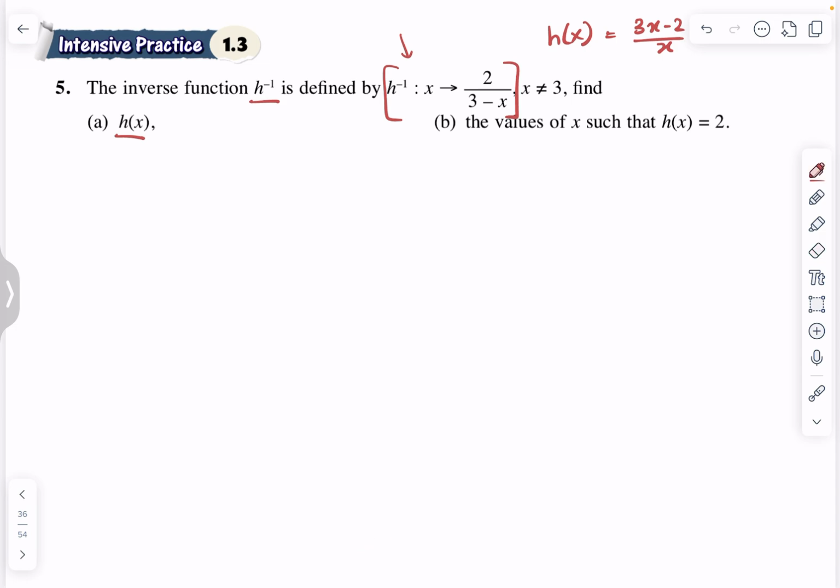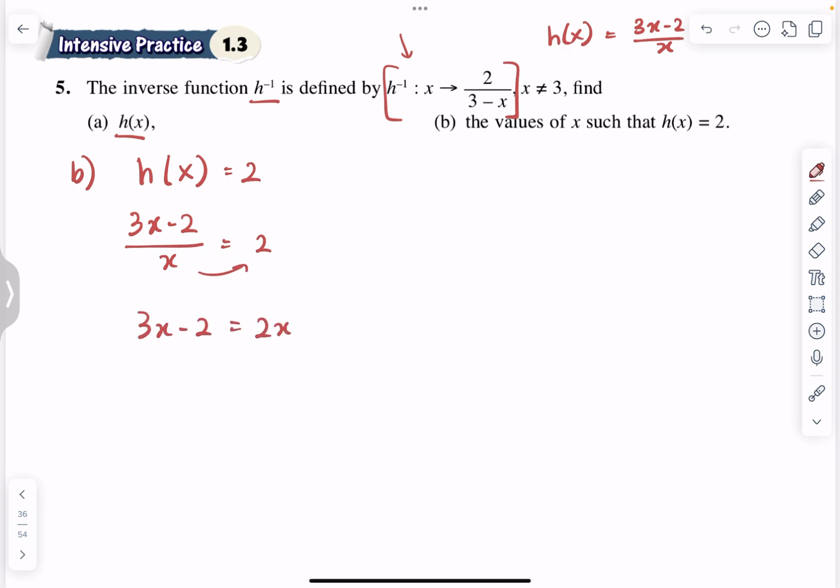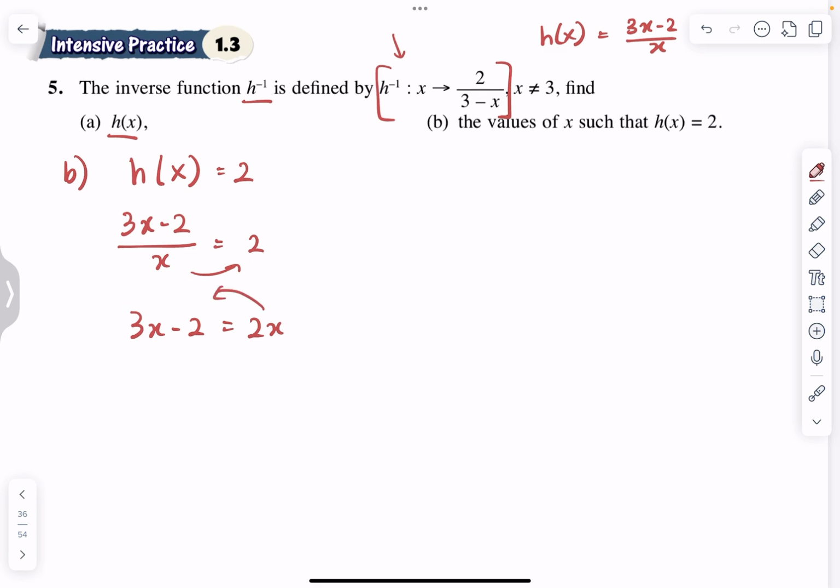Okay, let's do b. The values of x such that hx is 2. So now hx is 2. So hx we found just now, 3x minus 2 over x equals 2. This one we times there, 3x minus 2 equals 2x. 2x we bring over this side, 3x minus 2x is 2. Okay, negative 2 being there, positive 2. Therefore x is just 2.